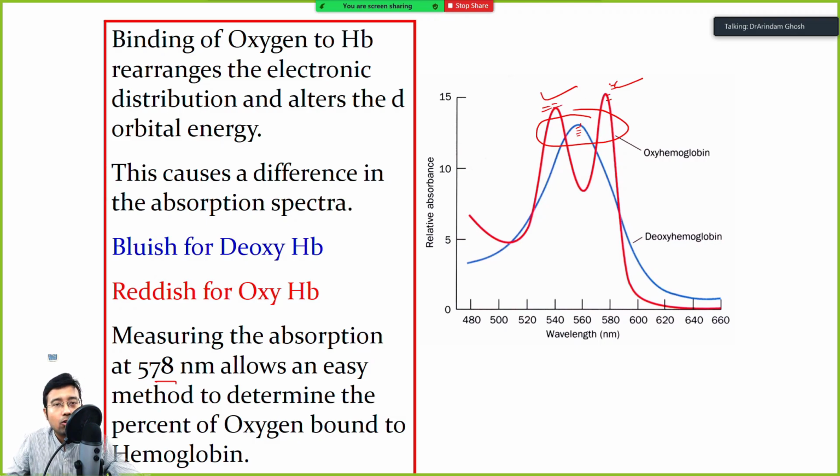Basically, the take-home message is that oxygen saturation in deoxygenated hemoglobin is 75%, and that leads to alteration of the d orbital electronic configuration that causes an absorption spectral difference. That is why deoxygenated blood appears bluish in color, and fully oxygenated blood appears bright red in color.